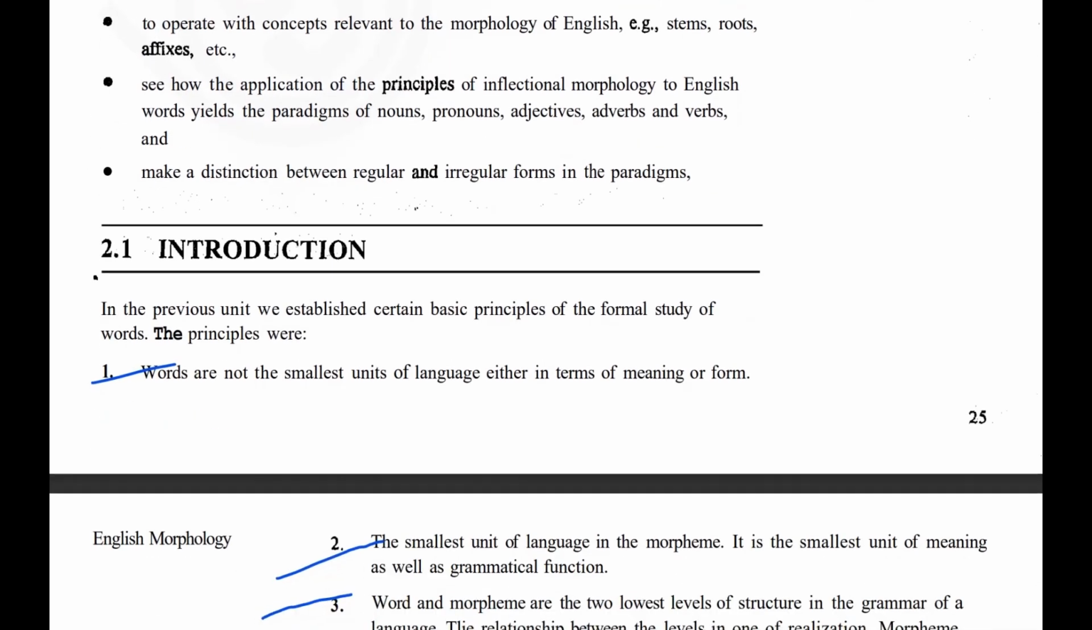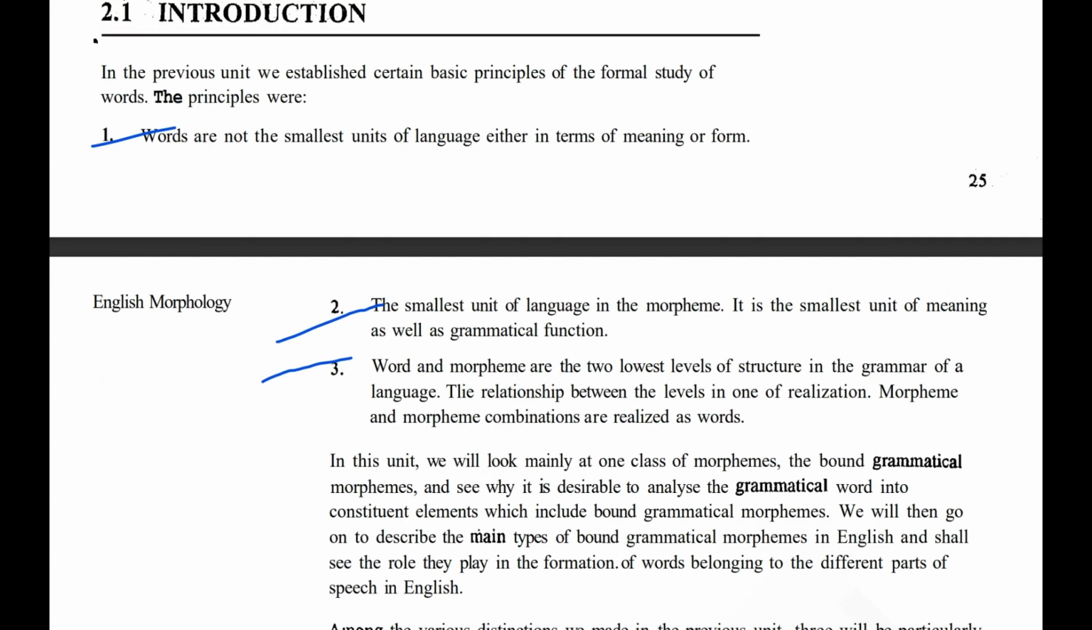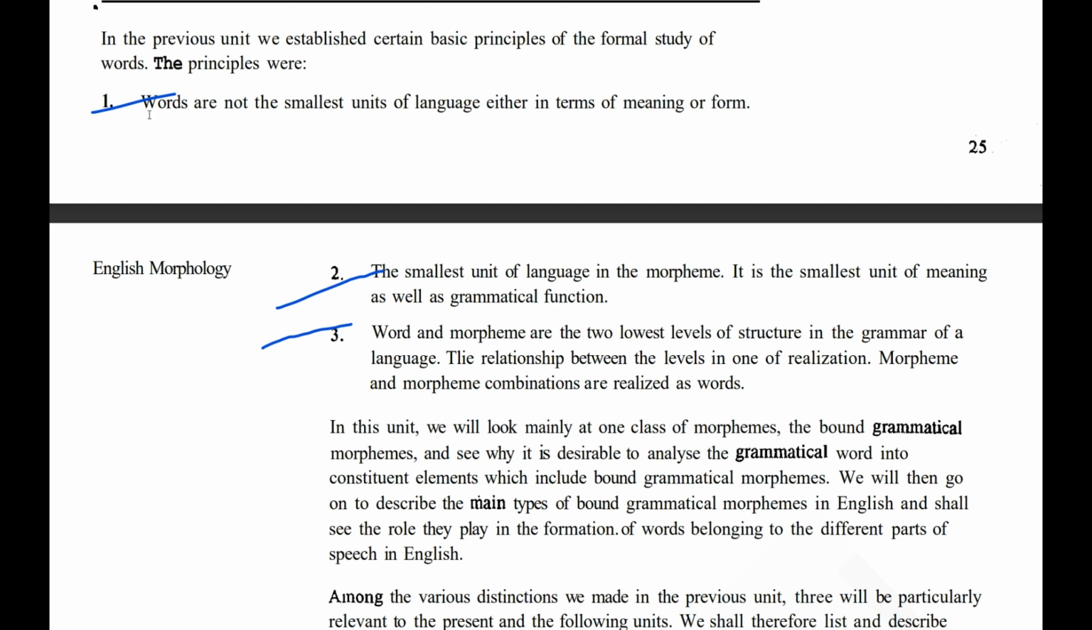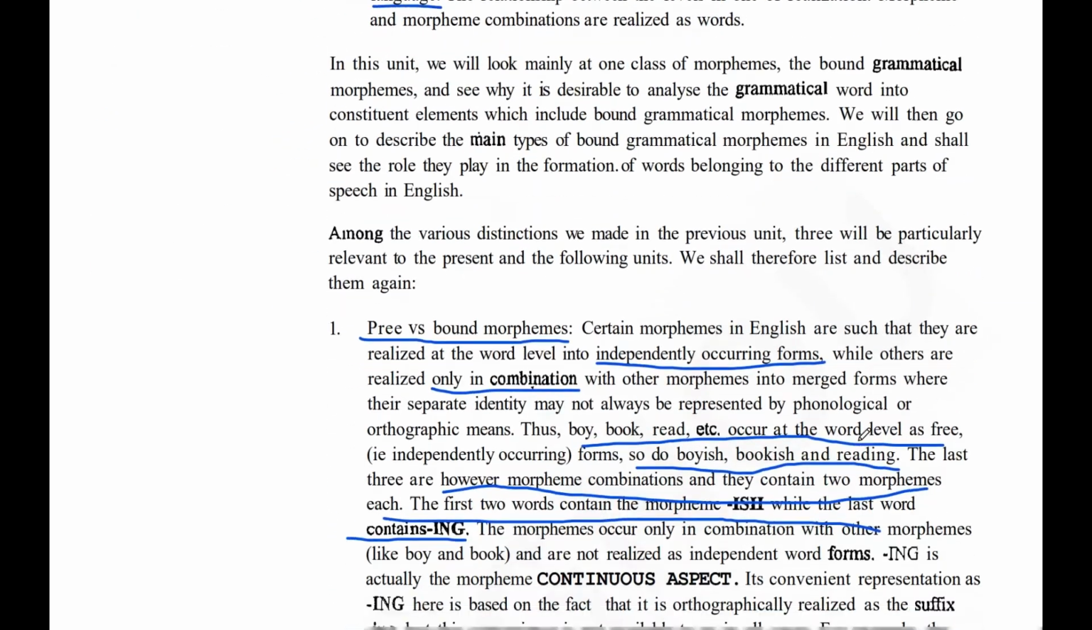So let's understand that we have already seen in the previous unit what are words and what are morphemes, but let's just revise it a little bit. Words are not the smallest unit of language either in terms of meaning or form. We have already seen this, that the smallest unit of language is the morpheme. It is the smallest unit of meaning as well as grammatical function. Words and morphemes are the two lowest level structures in the grammar of a language. Okay, we are aware of this.